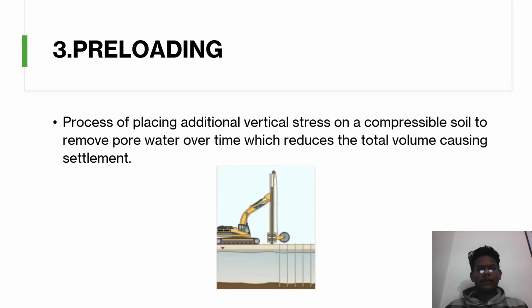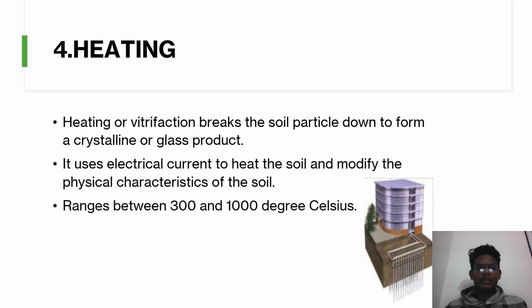Then, preloading: a process of placing additional vertical stress on a compressible soil to remove pore water over time, which reduces the total volume and causes settlement. The stress added to reduce the atmospheric pressure and the pore water pressure in the soil, this method is called preloading.